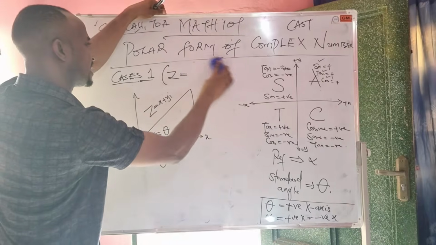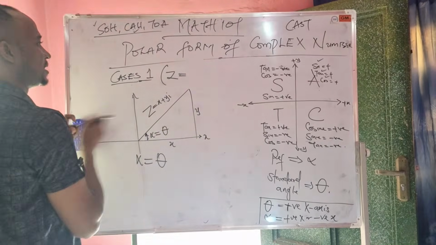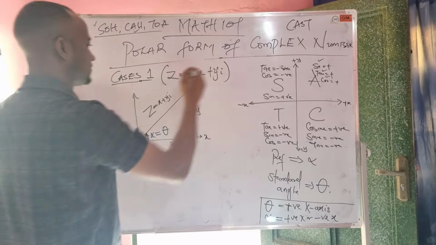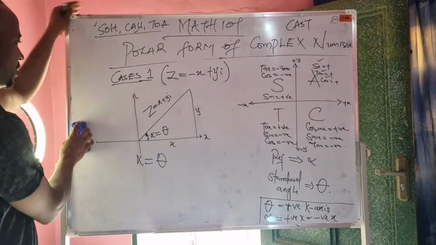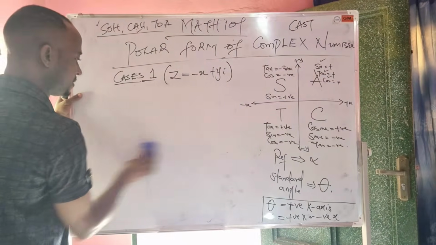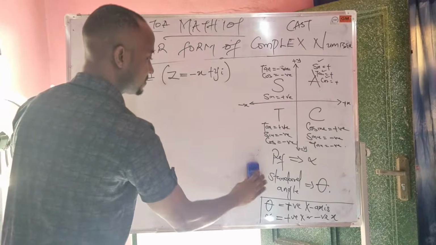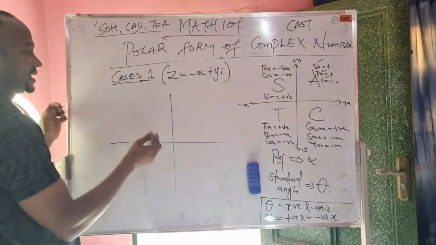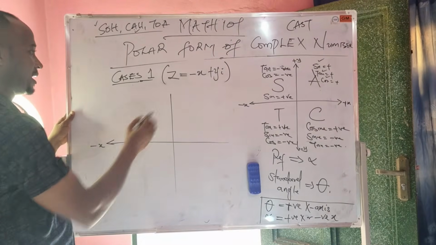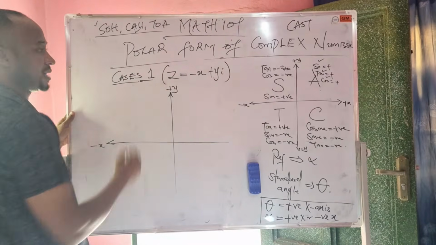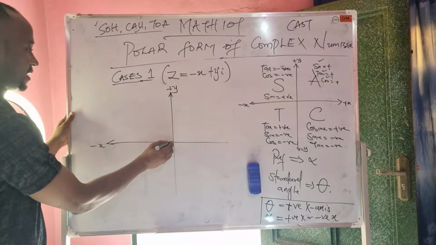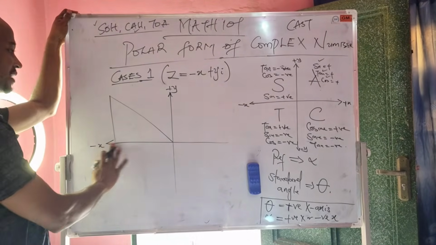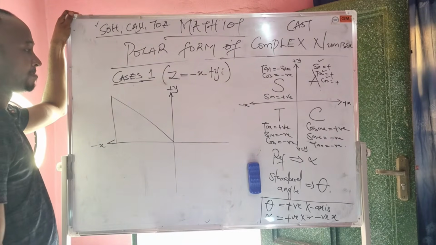Now let's look at the second case. The second case is where our value of x is negative, then y is positive. I think this will become more clear. Look at this case here. This is a case where x is negative. I have negative x and positive y, so the value of my z will fall in here. If it falls in here, I can complete my right angle triangle.